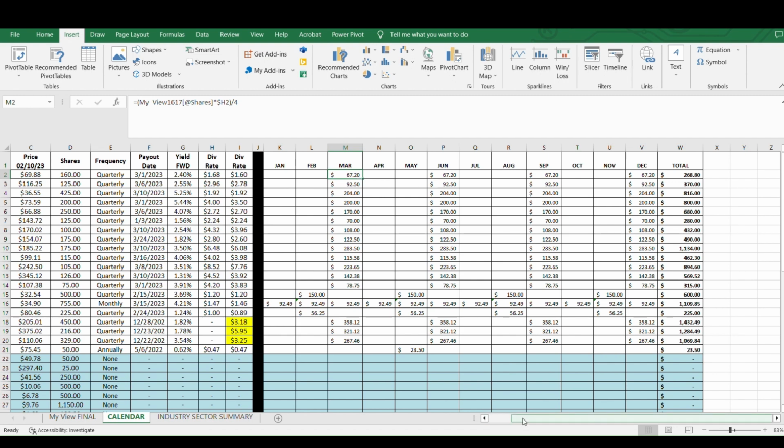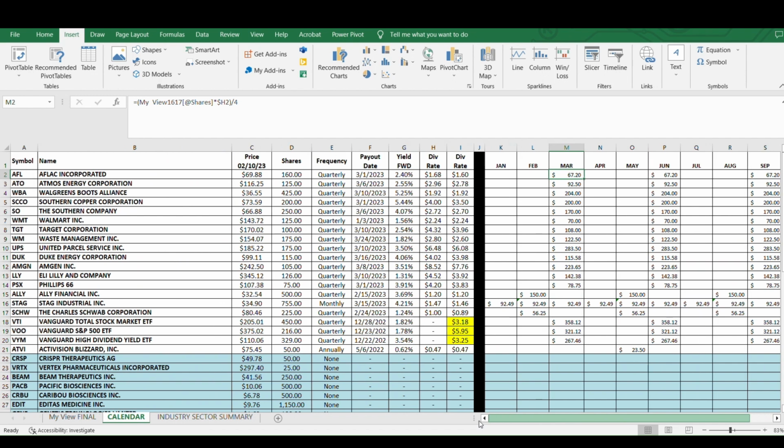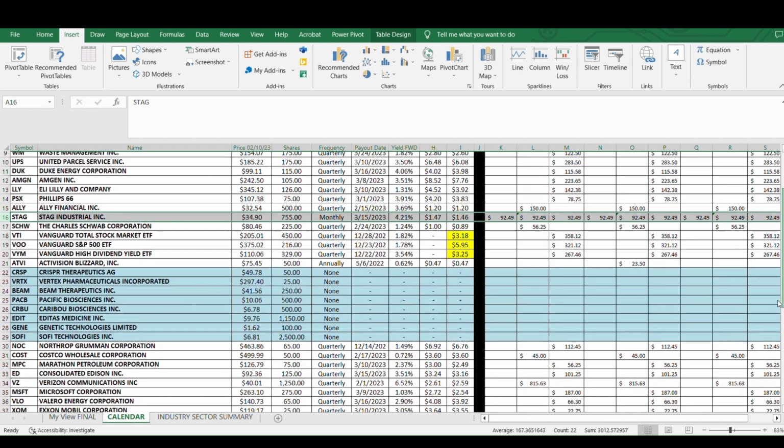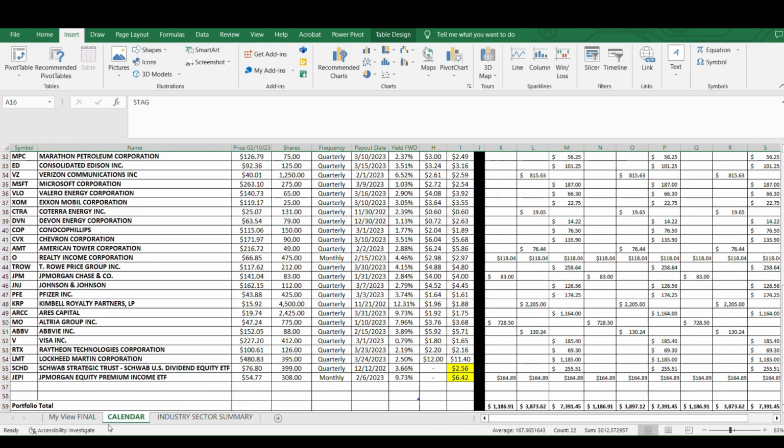Most of his portfolio holdings are quarterly dividends. He does have a few monthly, like Stag Industrial. We talked about that. I believe he's got 2 others. I know he's got Jeppy. That is a monthly dividend payment. And I know he's got Realty Income. That's also monthly. I don't believe he has any others. Most of his are quarterly. I believe he's got one annual one.